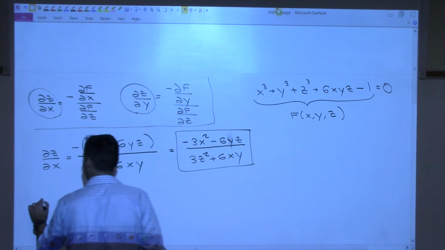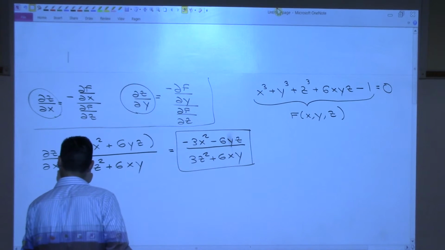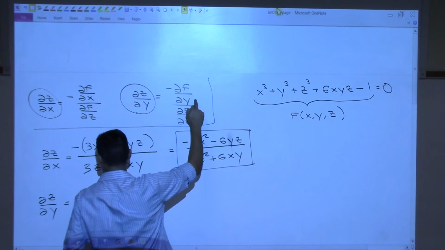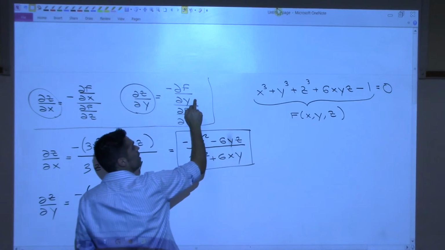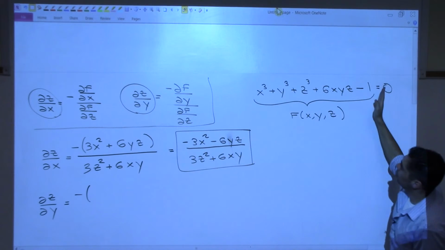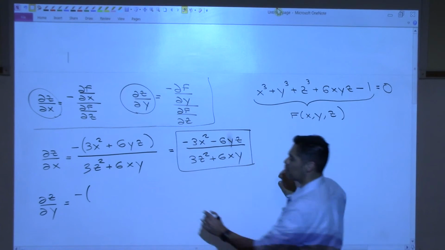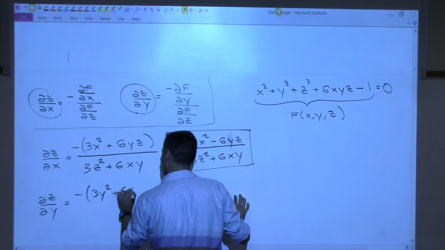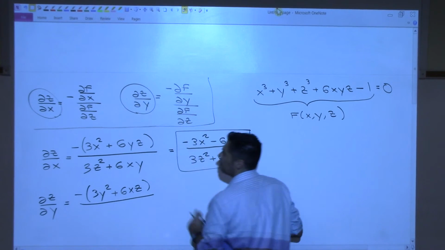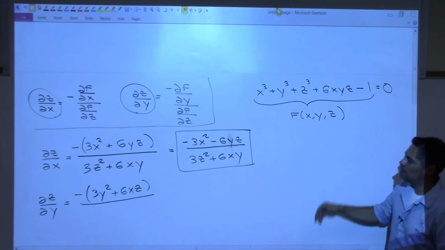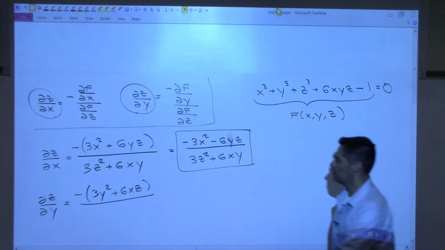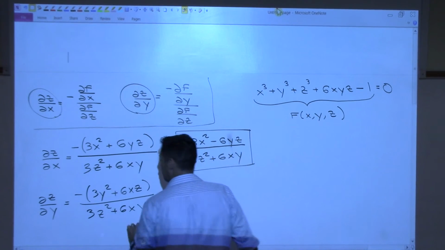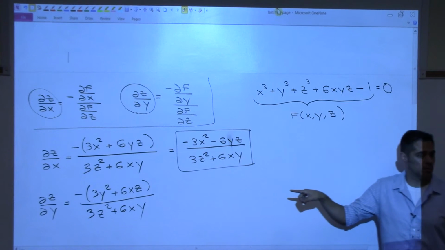Let's do partial z with respect to y. So we're going to do partial of f with respect to y with a negative out front. So how about that? What's partial of f with respect to y? 3y squared plus 6xz over, now the partial of f with respect to z, which we already did, didn't we? 3z squared plus 6xy. You see how quick those two were, now that we have the formulas?